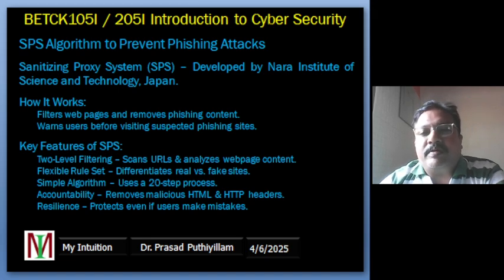The key features of the sanitizing proxy system: two-level filtering, it scans URLs and analyzes the web page content. It has a flexible rule set, it can differentiate between real and fake websites. It has a simple algorithm, it uses a 20-step process which works with the firewall and browser plugins, and it has accountability. It removes the malicious HTML and HTTP headers which could steal user data. It is more resilient even if users make mistakes. SPS protects them from phishing attempts.